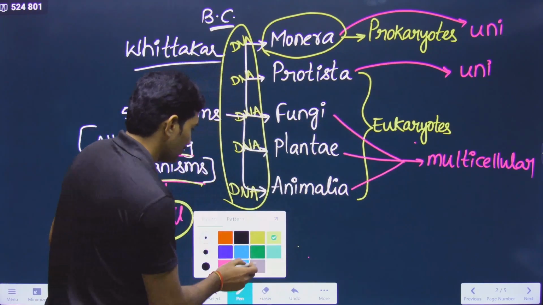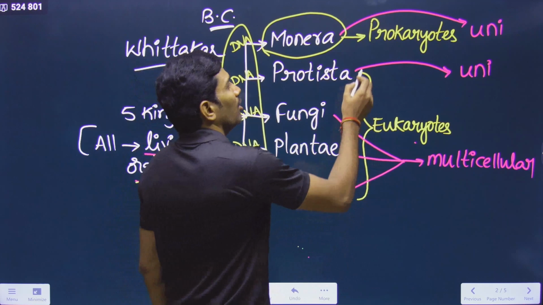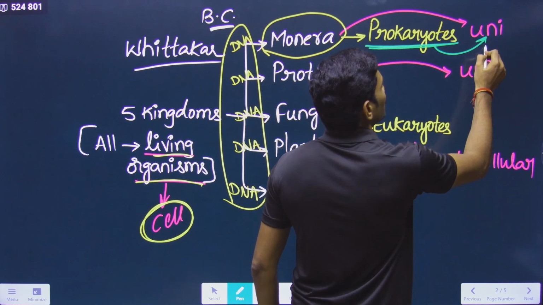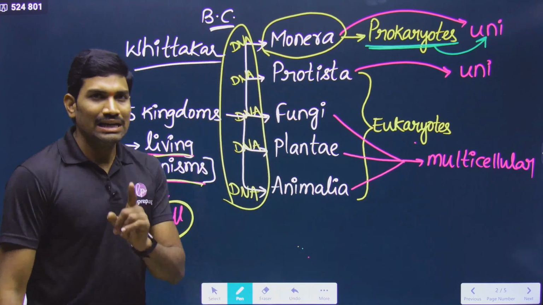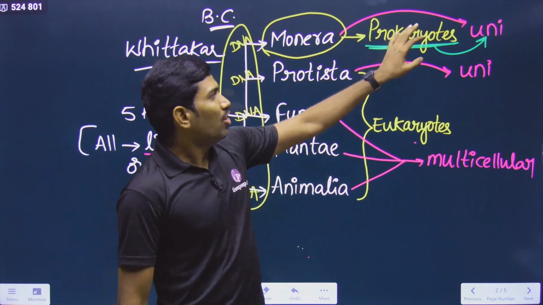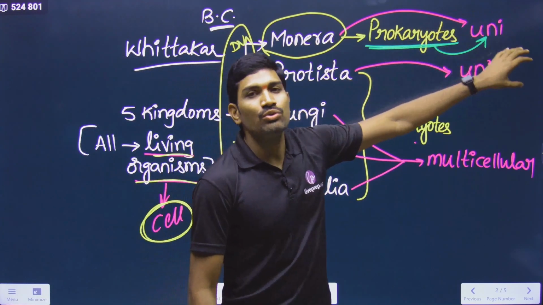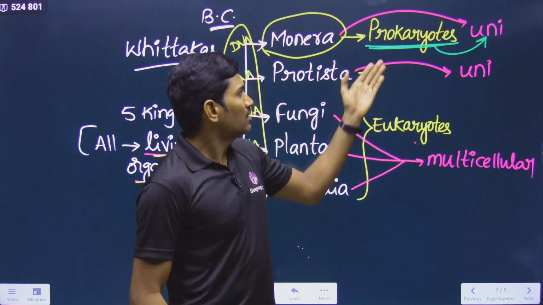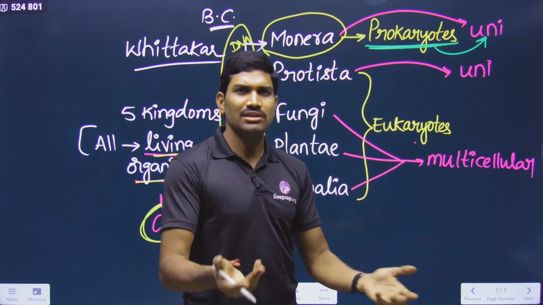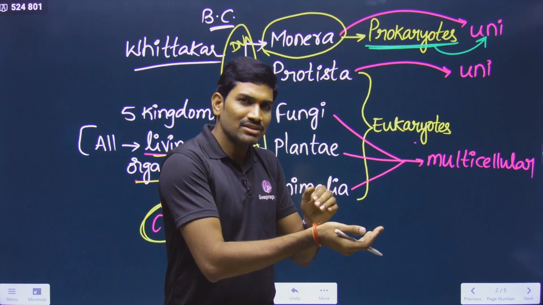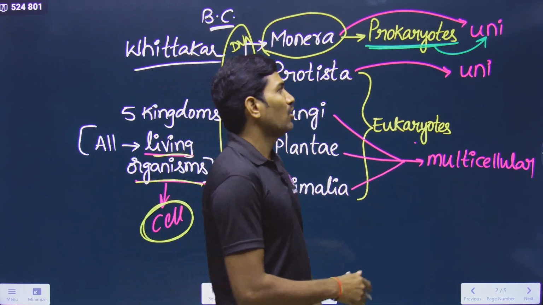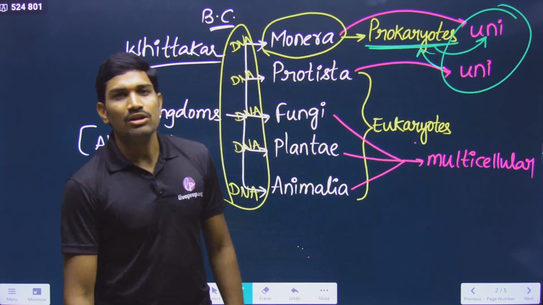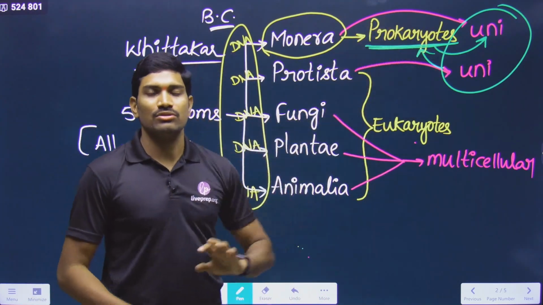Now let us see this. Better I will use a different color. All the prokaryotes are unicellular organisms. I will repeat the sentence again. Listen carefully. All the prokaryotes are unicellular organisms. True or false? Yes, it is true. Now let us ask the question in reverse. All unicellular organisms are prokaryotes. True or false?